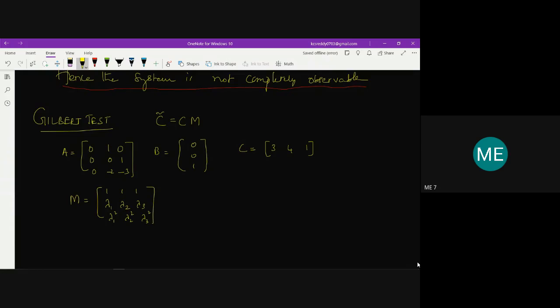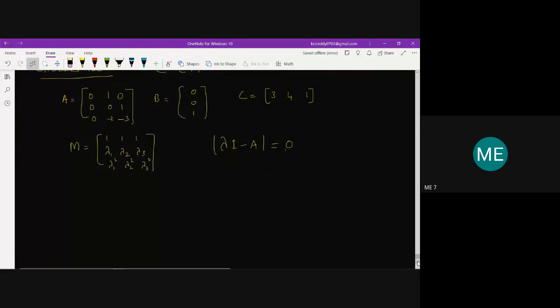The elements are eigenvalues. So in order to find out the eigenvalues, we have the characteristic equation: determinant of lambda I minus A equal to 0. So by using this characteristic equation, I'll find out the eigenvalues.